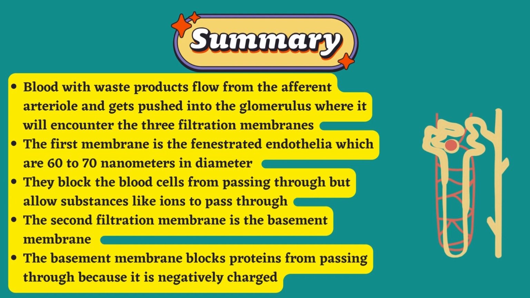The first membrane is the fenestrated endothelia. The fenestrated endothelia are 60 to 70 nanometers in diameter. They block the blood cells from passing through but allow substances like ions to pass through. The second filtration membrane is the basement membrane. The basement membrane blocks proteins from passing through because it is negatively charged.